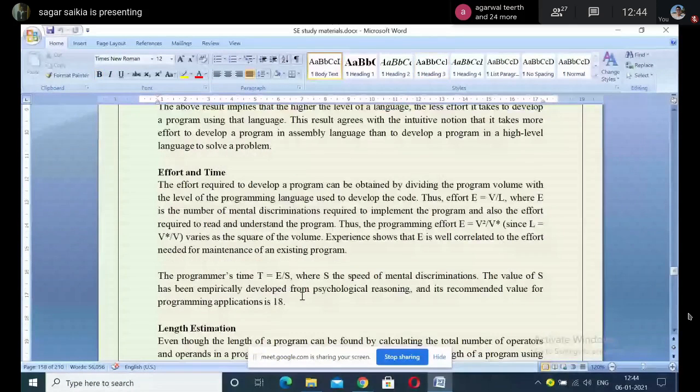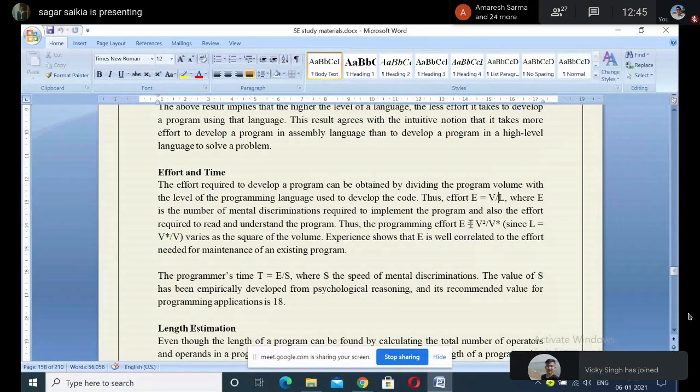You need to find the effort and time required for developing a program. So this equation will hold, E is equal to V by L, where E is the mental discriminations required to implement the program. So the mental feasibility or your reasoning power, how much you are rating, you have to find out in terms of percentage, and how much programming effort you have used, so you have to use this equation.